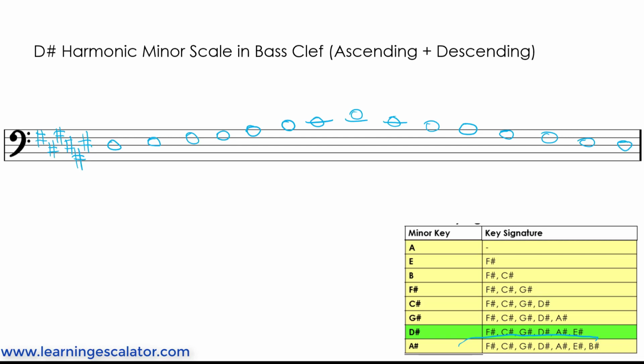Now, since it's harmonic minor, you raise the 7th degree. So if the first degree is here, then the 7th degree is here. So it's a C sharp, which means that you raise the C sharp, you raise the C twice. So it will be C double sharp.